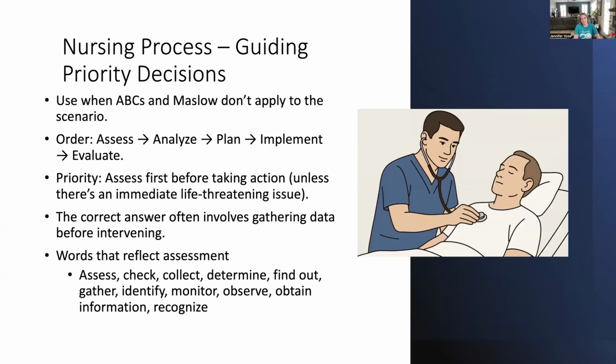Okay, so last but not least, if we're like, I don't know how to answer this question, now we can depend on our old pal, the nursing process, right? When ABCs don't apply and Maslow's is no good to us, we can use the order of the nursing process to help guide priority decisions. We start with assess, then we move on to analyze. I'm assessing my patient's condition, I'm analyzing what it means, and then I have to come up with a plan.